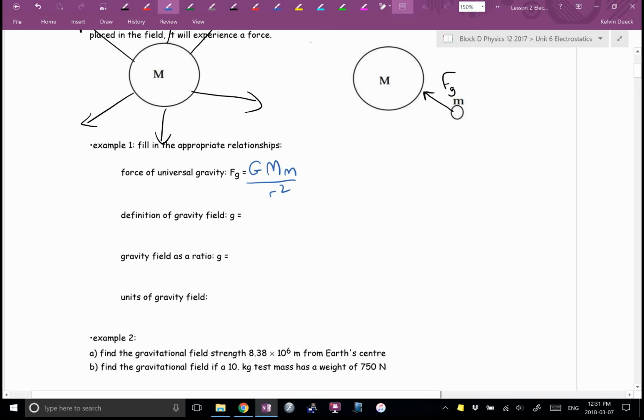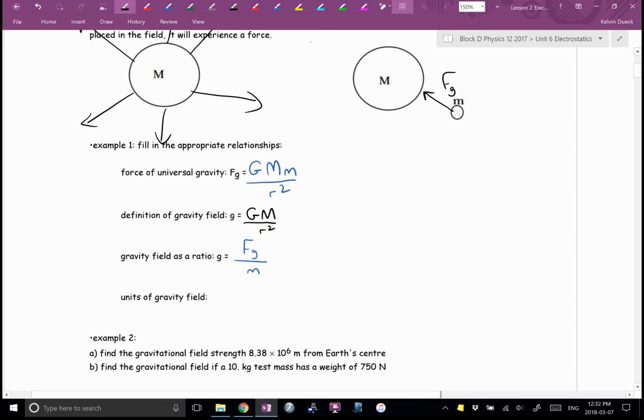Okay. And then while we're at it, Kevin, from your formula sheet, third equation, what's the definition of gravitational field? Fg over m. Now that's what it is as a ratio. It is Fg over little m. And then that gave us the equation for gravitational field, which was big G, big M over R squared.